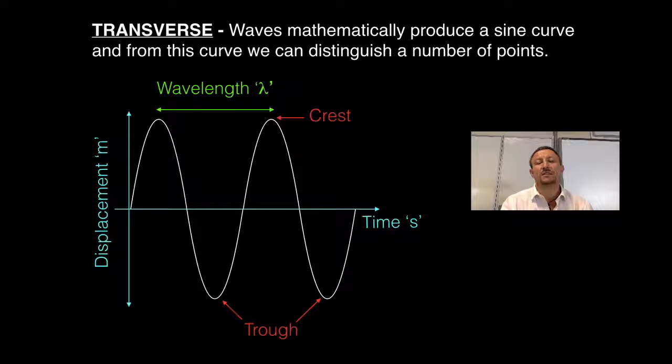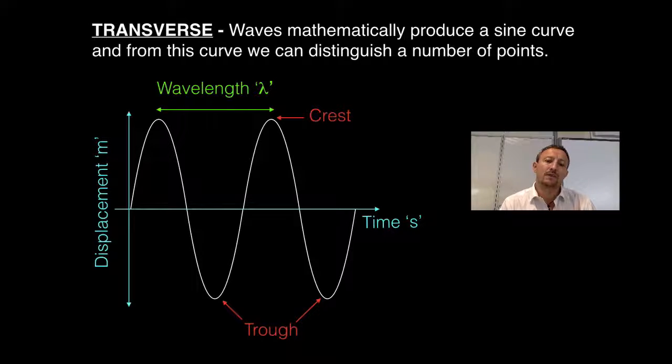The next piece of information we can identify is the wavelength. Now, the wavelength basically is for one complete sine wave to be generated, and it's measured in meters. And it's given the Greek symbol lambda, which you can see there in green. In this case, the wavelength can go from peak to peak, it can go from trough to trough, or it can go from midpoint to midpoint.